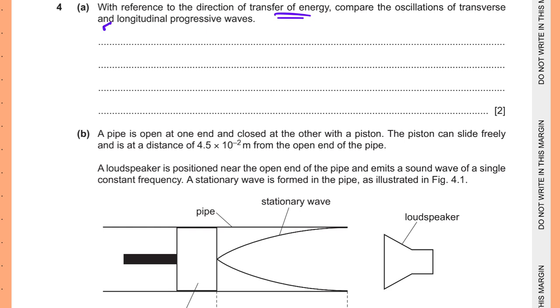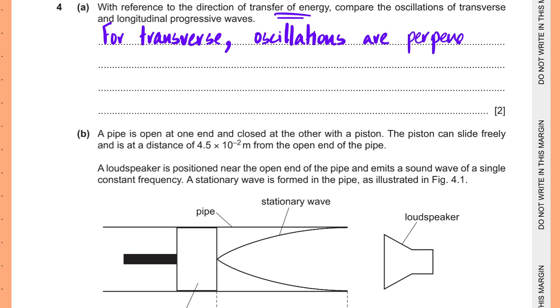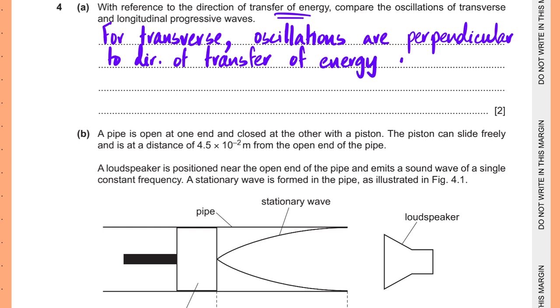So you'll say that for transverse waves, the oscillations are perpendicular to the direction of transfer of energy, while they are parallel for longitudinal waves.